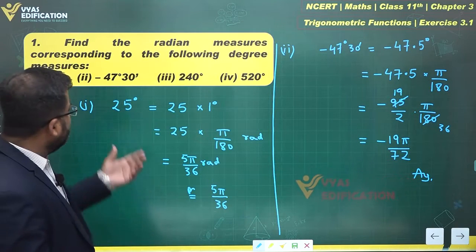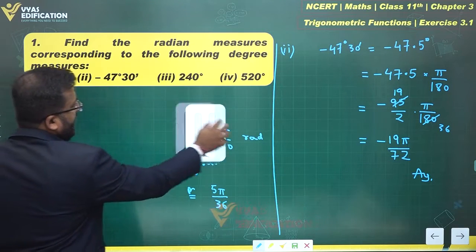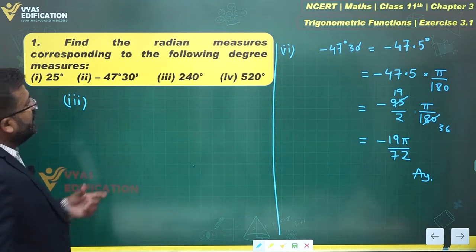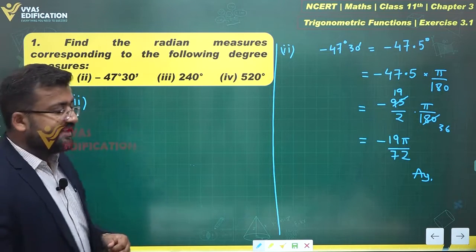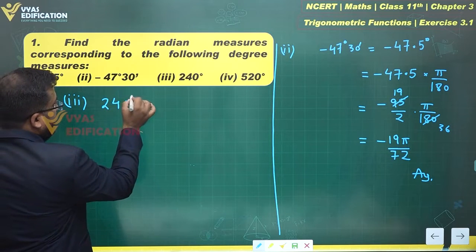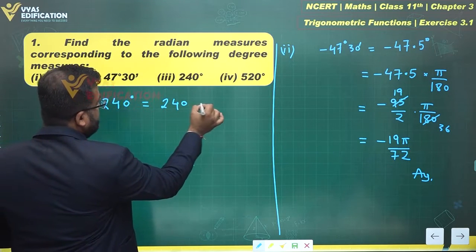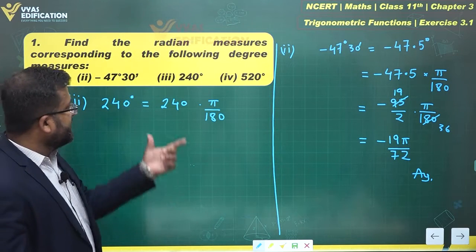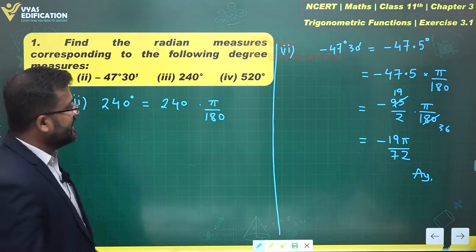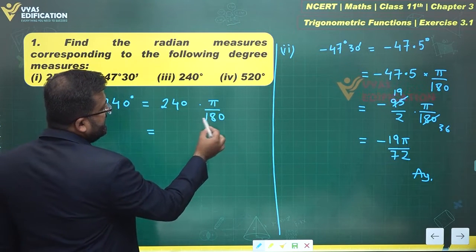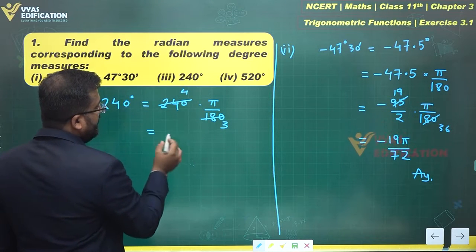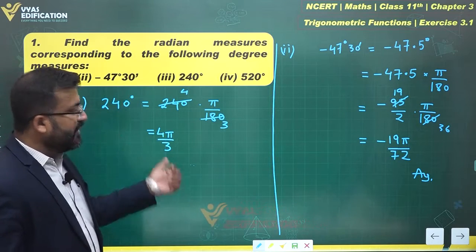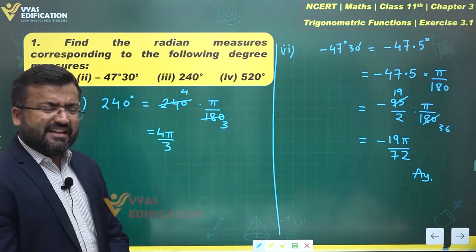For solving the third part, let's take a look at this third part. 240 degree. Now what is that equal to? 240 degree will be equal to 240 times pi over 180 radians. Now what is this equal to? This is basically 60 times 3 and 60 times 4. This is 4 pi by 3 radians. 240 degree is simply 4 pi by 3 radians, right? That's clear? Yes, that's pretty simple.